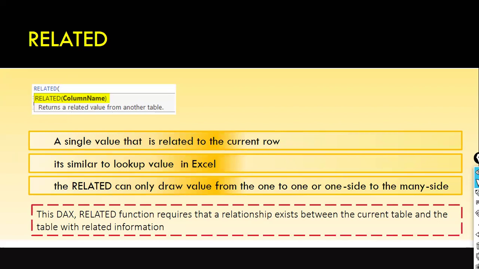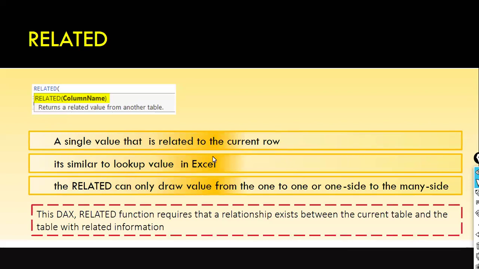If you don't have the relationship defined between the tables in your data model, it will not work. So make sure that you have already created the data model, relationships, everything. With that only, the related function will work. So it is similar to lookup value in Excel.